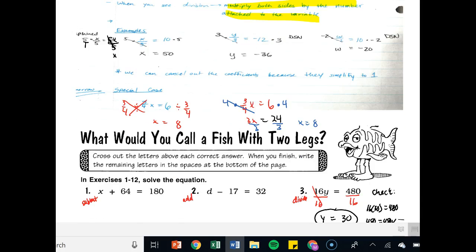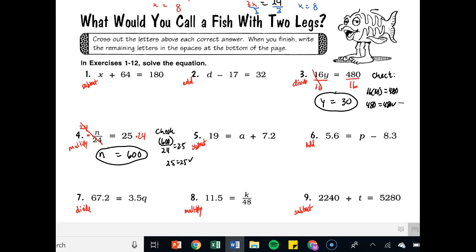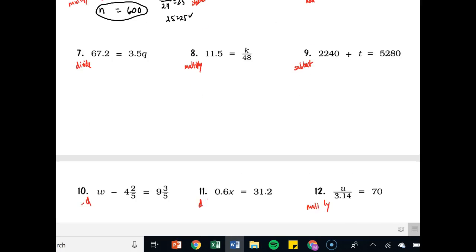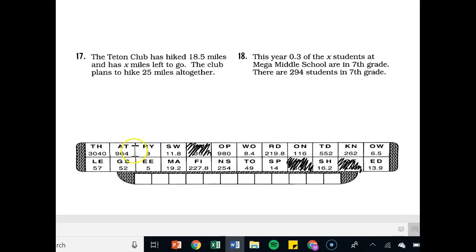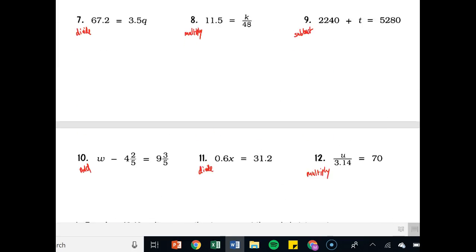So let's go ahead and get to some practice, right? So we're going to answer the riddle. What would you call a fish with 2 legs? Basically, you're going to solve a problem, and then you're going to cross out the letters, and the remaining letters at the bottom of the page are going to solve your riddle. So every time you answer something, you got to go to the back page and see if the answer is there and cross it off, kind of like I've done for a couple of them already.